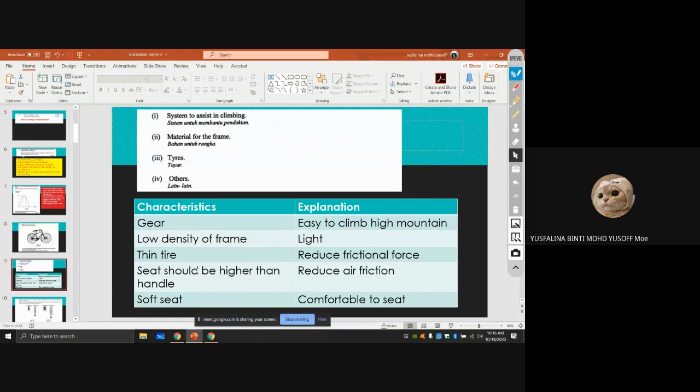And then the seat should be higher than the handle. This is to reduce air friction. And then the next one is a soft seat, so it is comfortable to sit. So these are the characteristics.